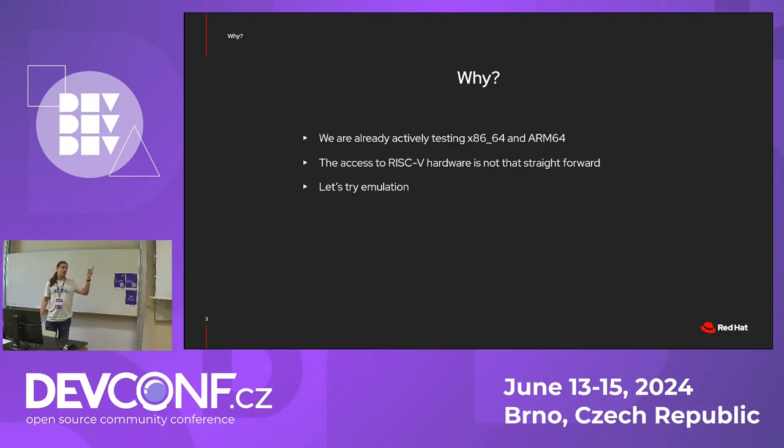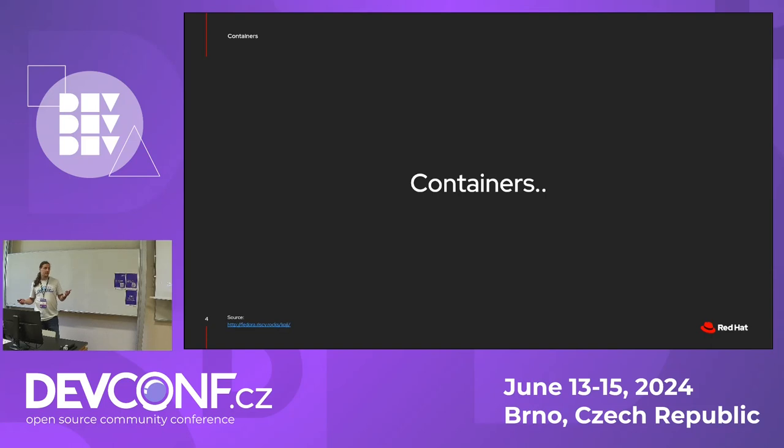The second point is that the RISC-V hardware is pretty hard to get right now. There are some manufacturers, but the stock is pretty low. If you are not quick, you are out of luck, and things like that. So yeah, let's try emulation for that, right? We have QEMU, we have containers. So let's start with the containers.